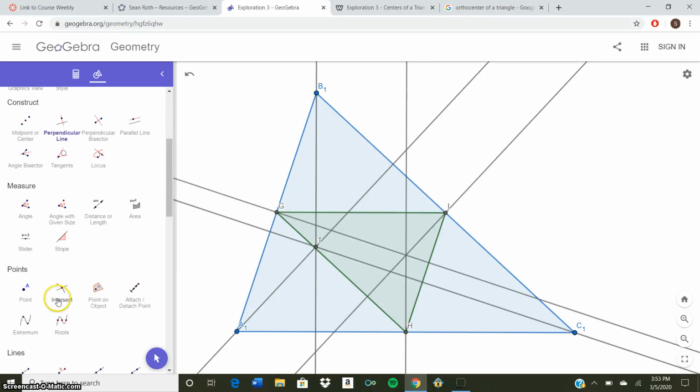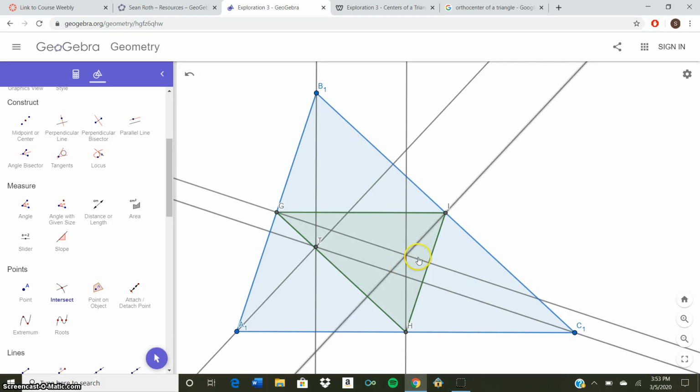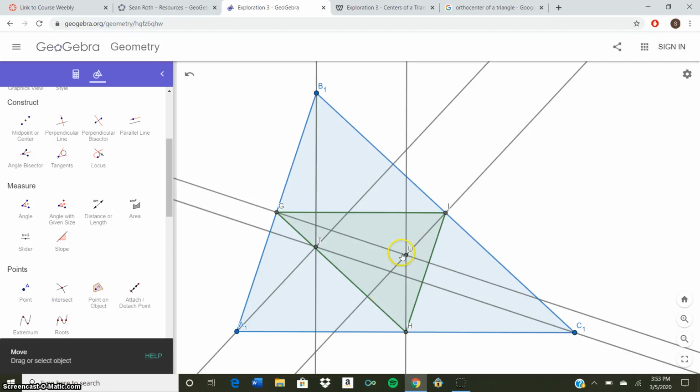So this is the orthocenter of the medial triangle. So how are these related? At first glance, these do not look very similar at all. This orthocenter is kind of towards the right half of the medial triangle. This one's towards the left half. Not really any relation there.